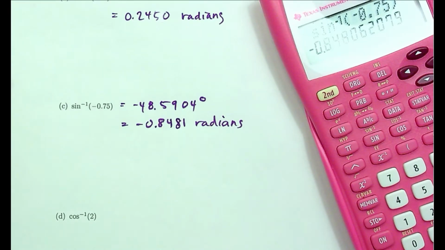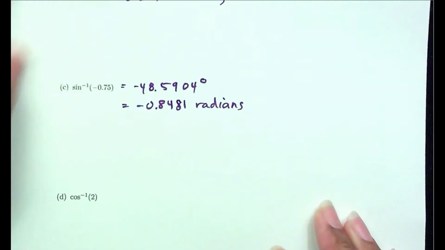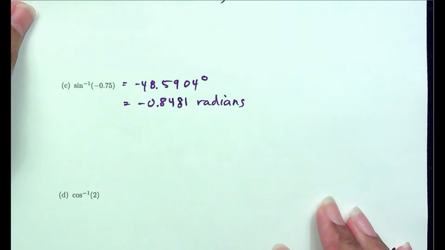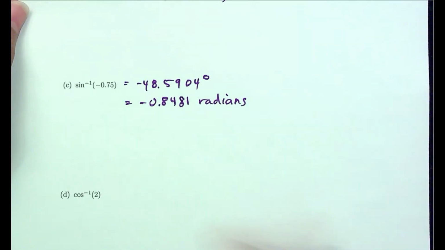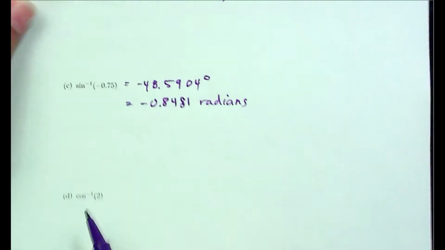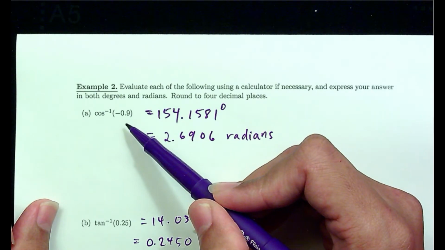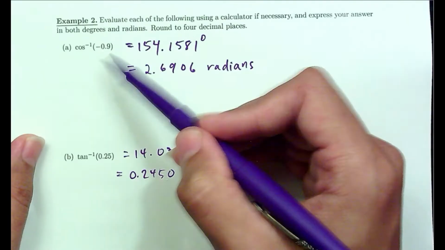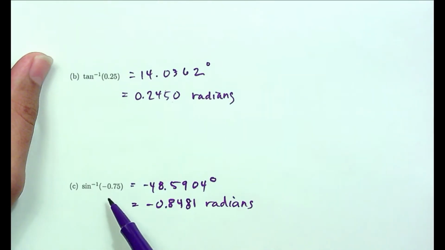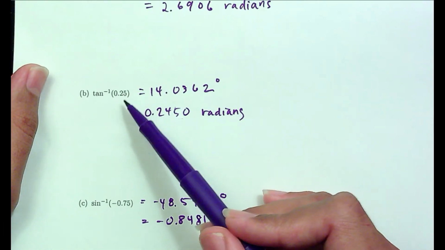And lastly, the last one says cosine inverse of 2. For this one, you don't need a calculator because if you remember, that's not in the domain. The domain of cosine inverse, the numbers that I'm allowed to plug in, are between -1 and 1. That was the case for all of these. Negative 0.9 is between -1 and 1, so that's in the domain of cosine inverse. Negative 0.75 is between -1 and 1, so that's in the domain of sine inverse. The domain of tangent inverse is everything, so no matter what, that's going to make sense.